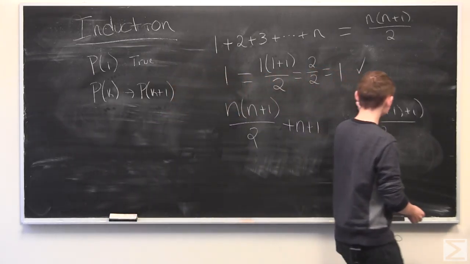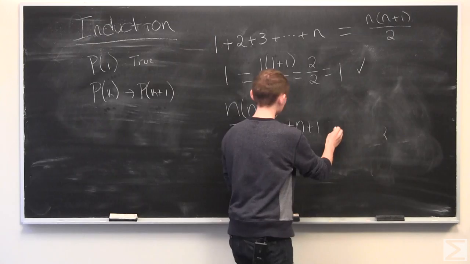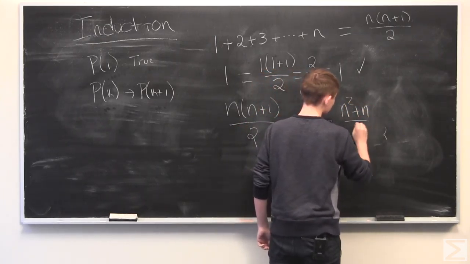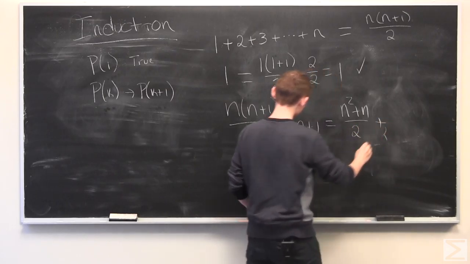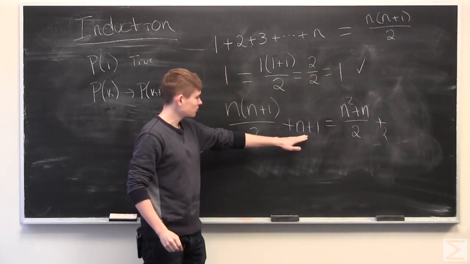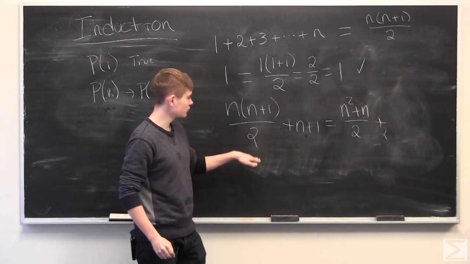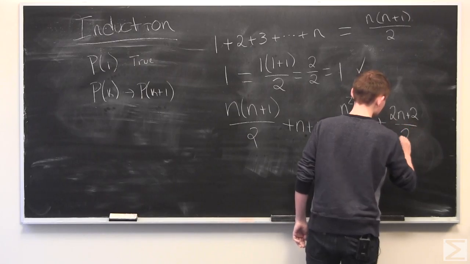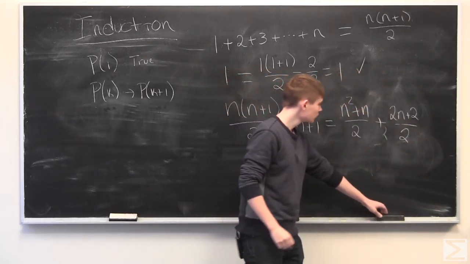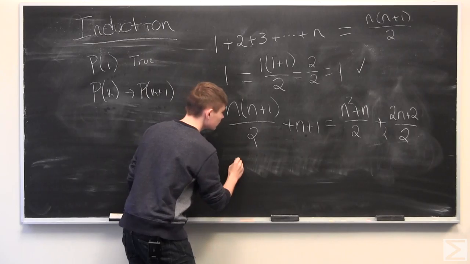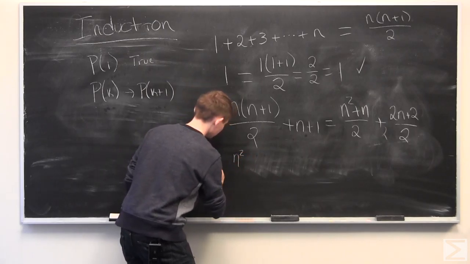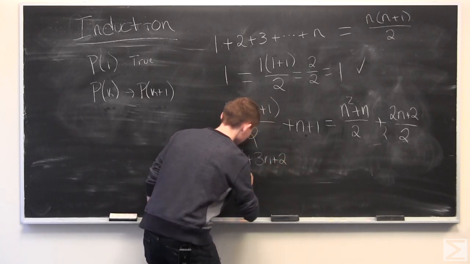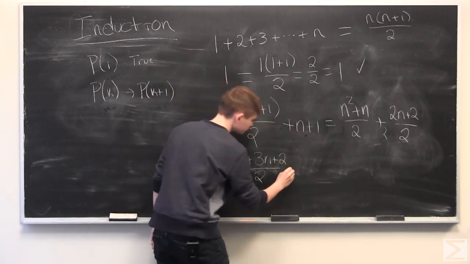So what we're going to do is multiply this out. We get n squared plus n over 2. And then we can multiply all this by 2 over 2, and we'll get 2n plus 2 over 2. We can combine these together and get n squared plus 3n plus 2 over 2.